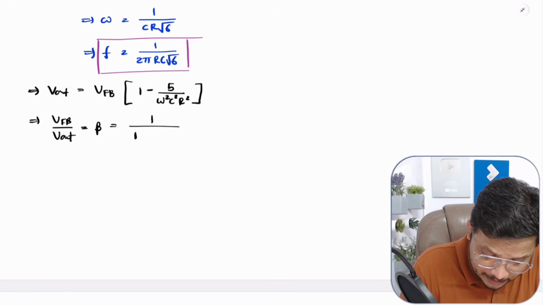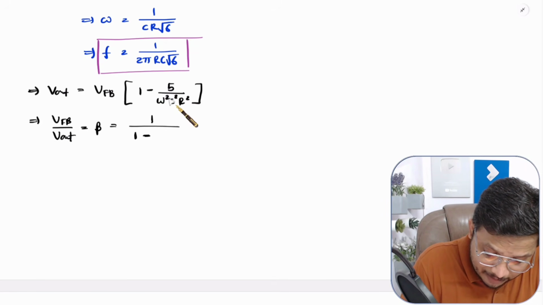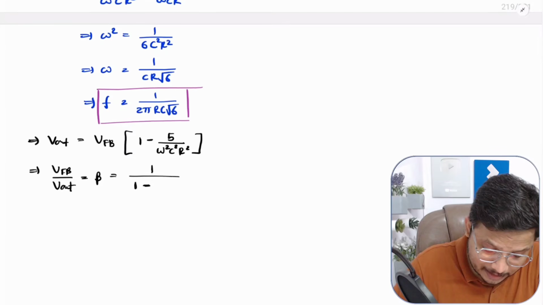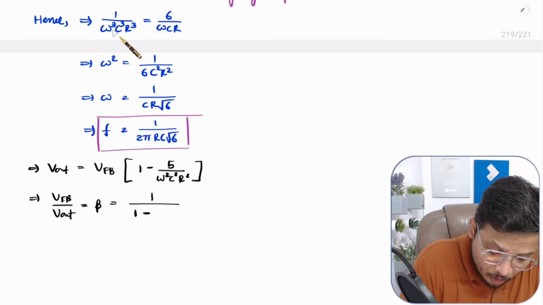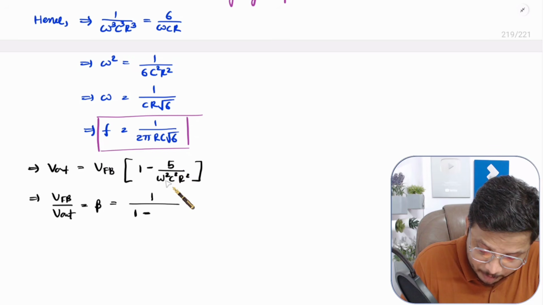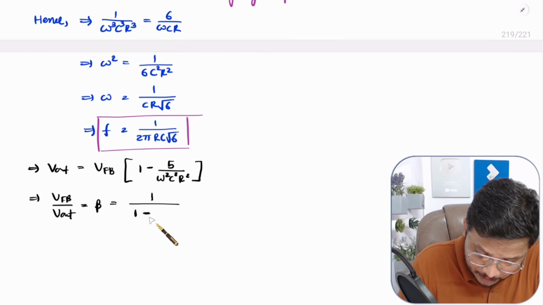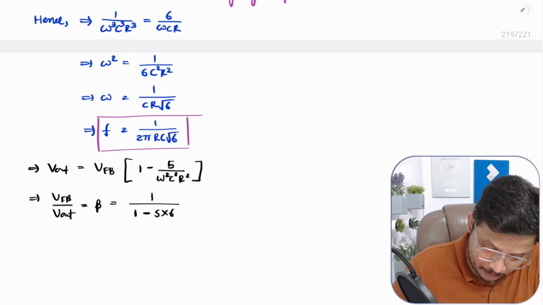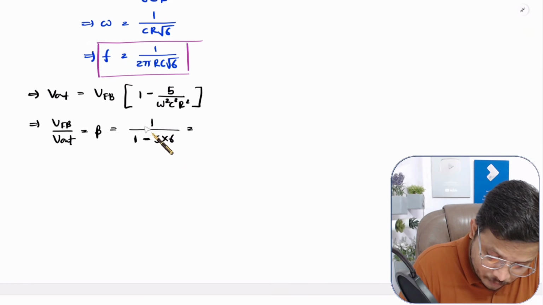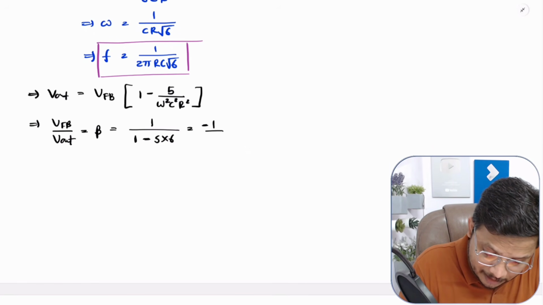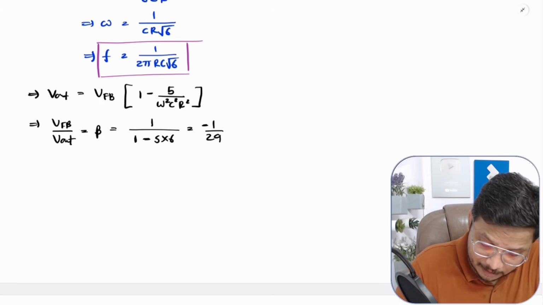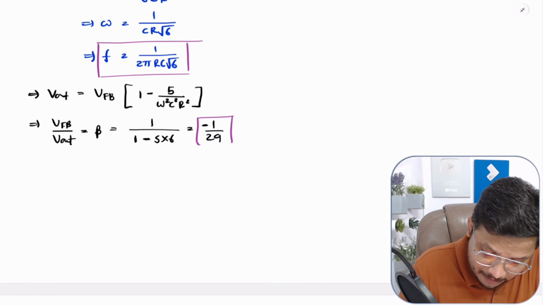Now in this term, you see 1 minus 5 divided by this is there, right? Now you need to understand this. You see, here I have told you, 1 divided by omega square c square r square is equal to 6. So if you place 1 divided by omega square c square r square equal to 6, then this will be 1 minus 5 into 6. So if you calculate this, then that is 1 divided by 1 minus 30, means it will be minus 1 divided by 29. So feedback gain, that is minus 1 divided by 29.